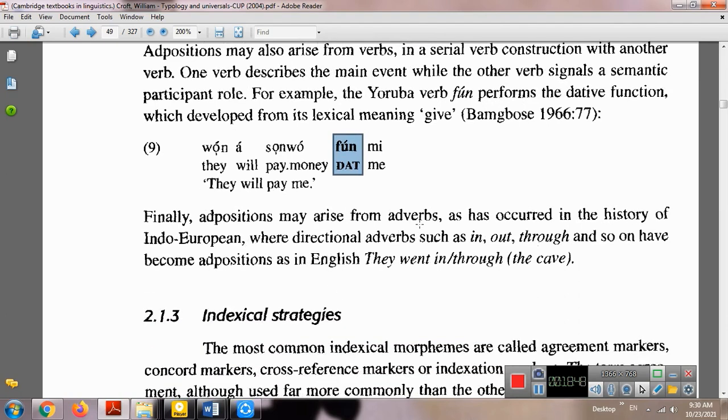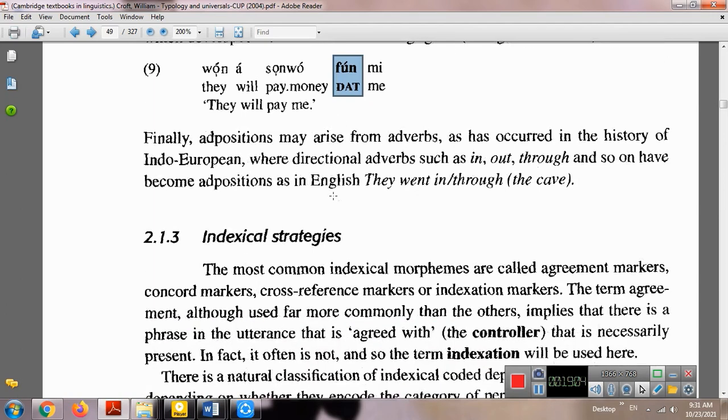Finally, adpositions may arise from adverbs, as occurred in the history of Indo-European, where directional adverbs such as in, out, through, and so on have become adpositions, as in English they went in through the door.